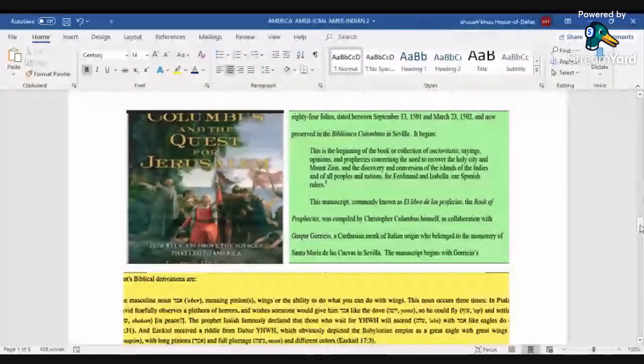Then we said Columbus and the conquest of Jerusalem. I think this is a religious voyage. Or religion drove the voyage that led some of them things, you know.